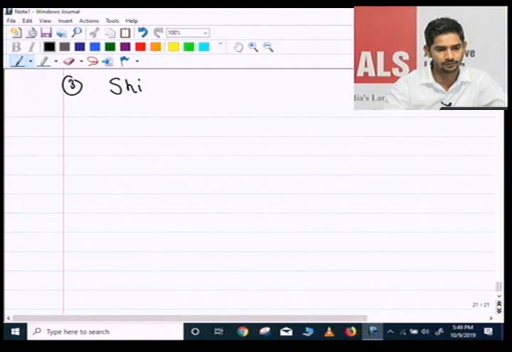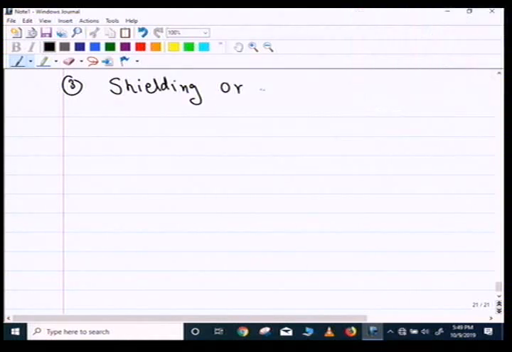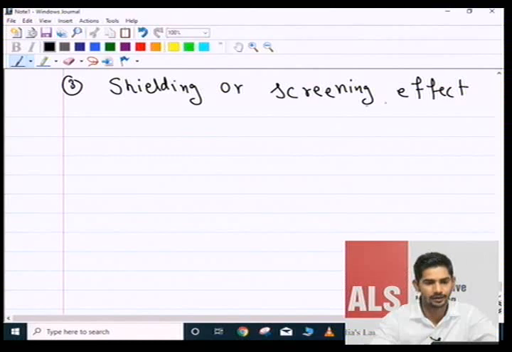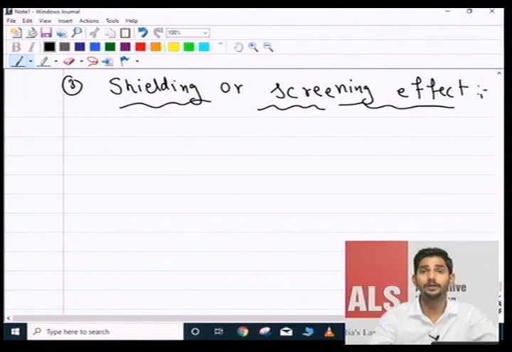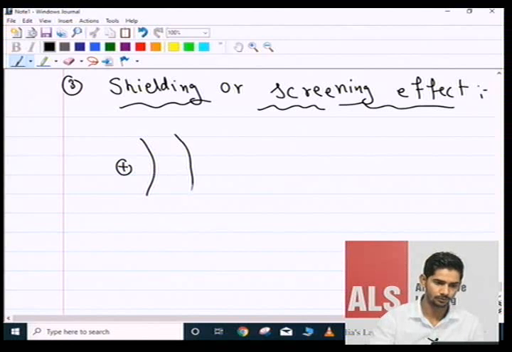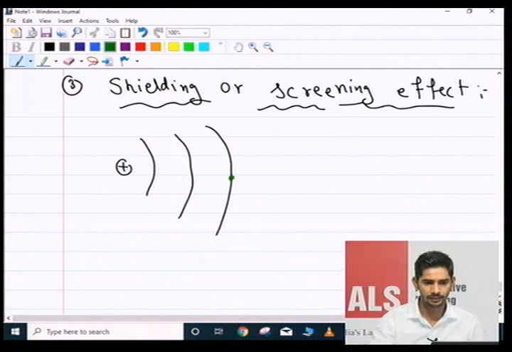Shielding or screening effect. I have already explained what the shielding and screening effect means, but I'm just giving you a brief picture of that again, just for more clarification. This is the electron.